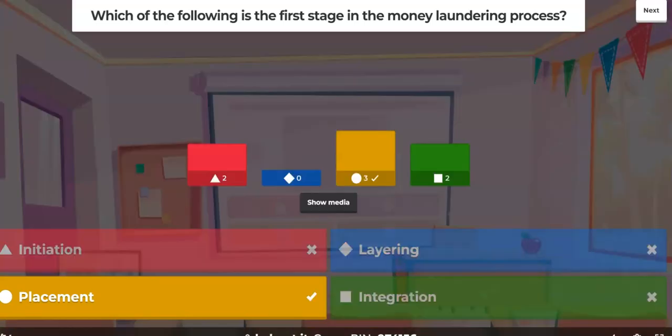Yep, placement is that first. It's placement, then layering, then integration, PLI. Initiation kind of sounds plausible, but initiation is not a stage in the money laundering process. And by the way, whenever there are three things like there is here, that's a perfect setup for an all of the following except kind of question.